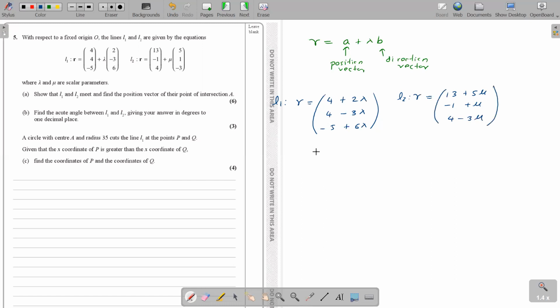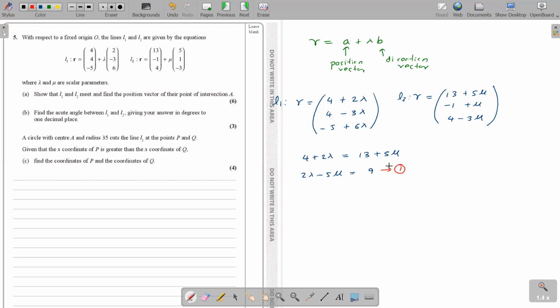And now what do we do? Make them equal. So 4 plus 2 lambda equals 13 plus 5 mu. Equate them and get one equation. What do you get here? 2 lambda minus 5 mu equals 13 minus 4, which is 9. Are you with me? I just made one equation. So this is the first equation.